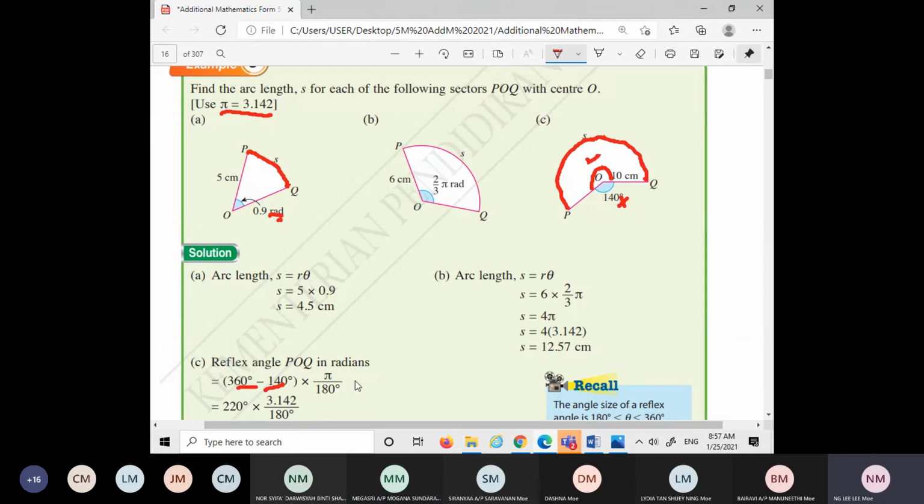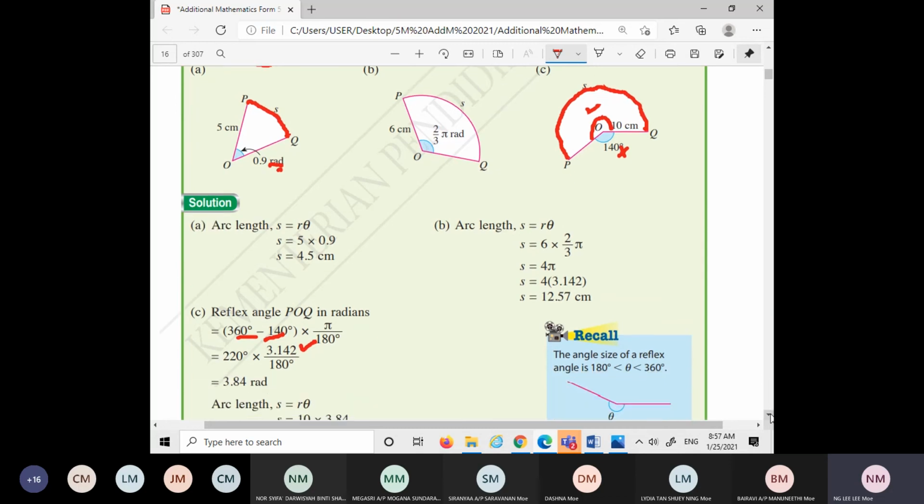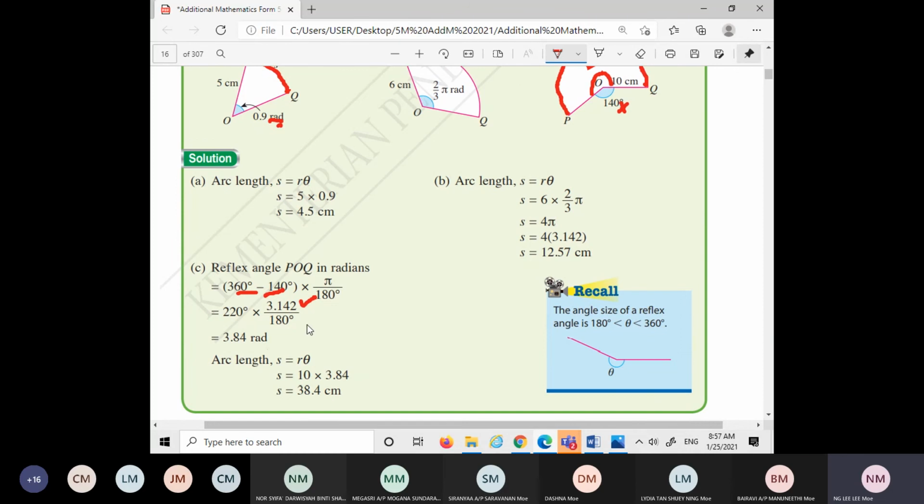After that, convert into radian because this is in degree. So convert into radian times pi over 180. Remember, use your pi as 3.142. After the conversion, you get 3.84 in radian. Now only you can substitute the 3.84 as your theta. Radius is 10, then you get the answer.